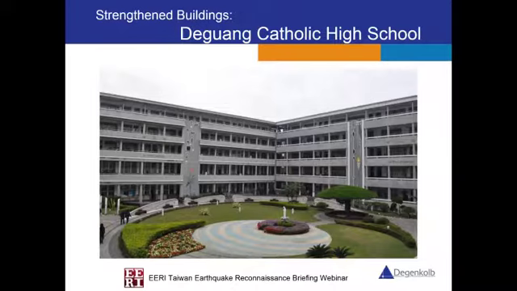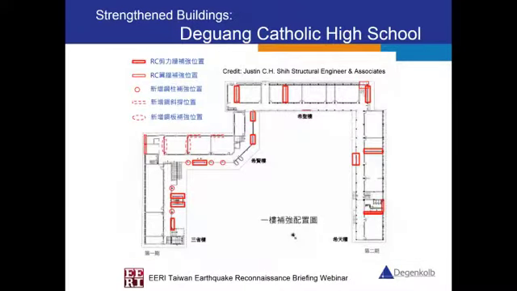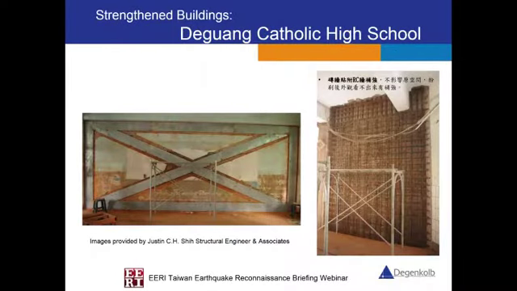This is the Degenkolb High School. It's also retrofitted, and it performed really well too. This plan view shows a summary of the retrofit schemes they used for different buildings on this campus. Basically, they added shear walls, wing walls, brace frames, steel columns below the cantilever portion, or a steel plate outside the masonry wall. For example, of these 2 pictures, the left-hand side shows steel plates added on the masonry wall, and the right-hand side shows a rebar layer outside the masonry wall.